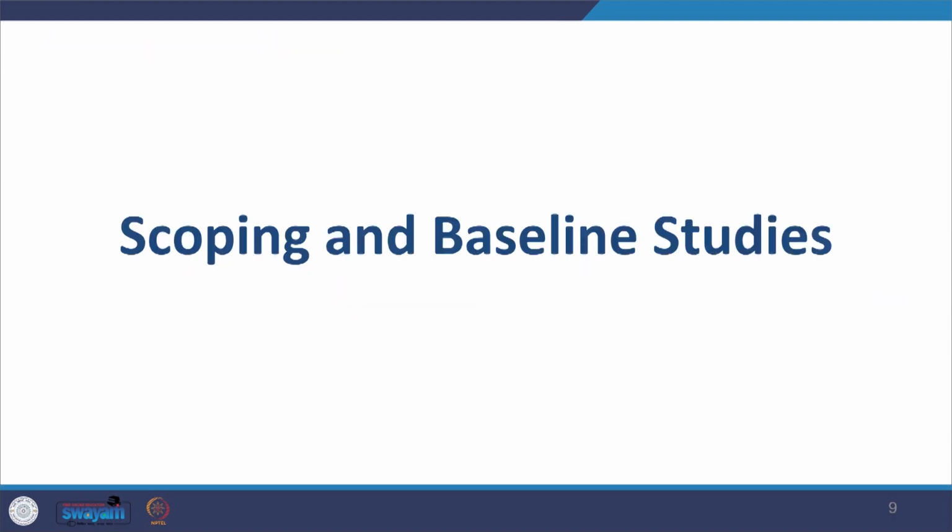Moving on, we will look into scoping and baseline studies. Looking at the key purpose, what you are really required to undertake when dealing with scoping and baseline study is that it is important to understand the characteristics of the host society. Wherever the project is going to come, it is very important to understand how the host society is, because the significance of impact would vary a lot depending on the host society.